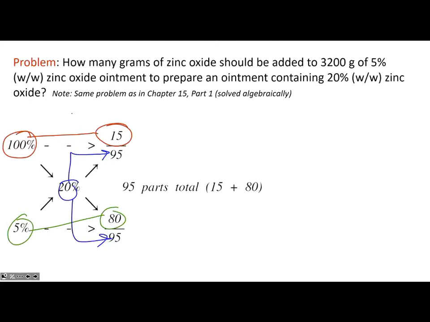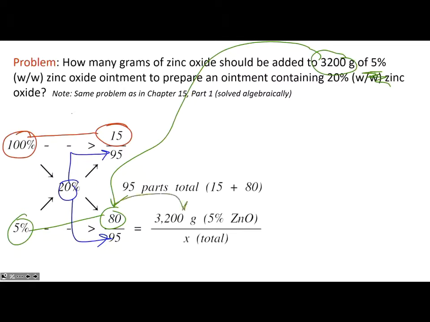All right? Now, what do we know? We know we have 3,200 grams of 5%. So where does that number go? That number goes down here, right? Because we know the 5% represents the 80 parts. So again, if I just carry that over here, then I can say that that equals 3,200 grams over X. And now when I solve for X, I'm solving for the value, the weight that represents the 95. So essentially, I need to make a total weight of 3,800 grams.